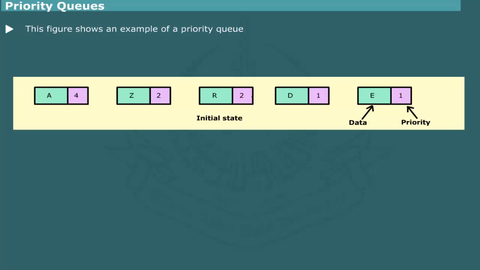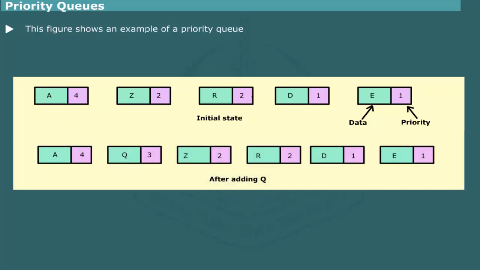The elements will be removed in the same order. If another element, say Q, with priority 2, is added to the queue, it will be placed after the element A and before the element Z. The new state of the queue is shown in the figure.